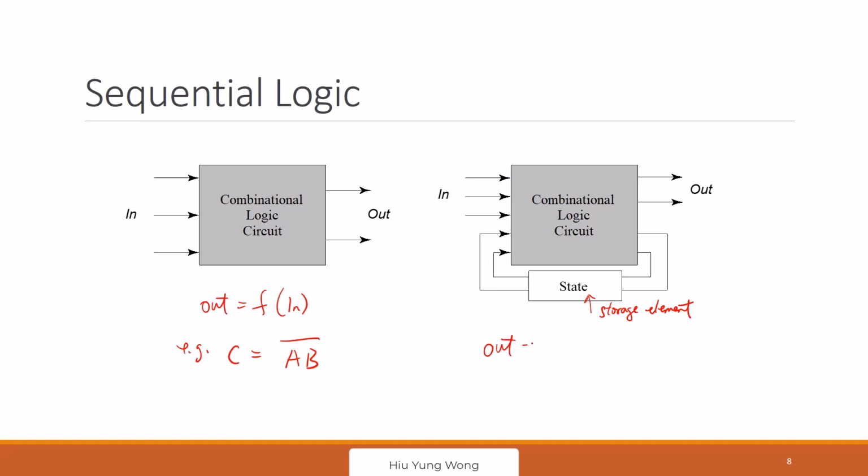What is the output? Definitely it's a function of the input, but it's also a function of the previous state. When this comes in, it affects the output. But at the same time, this one also takes the output from the state. So this one will generate a new state, and then it will store here for the next clock cycle, right?